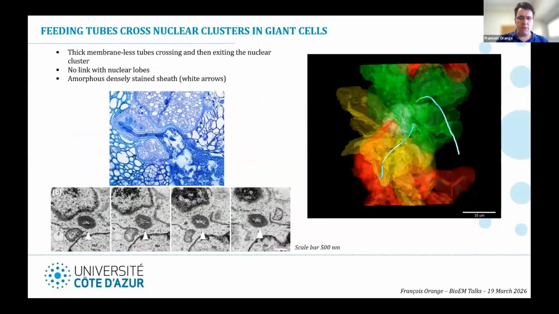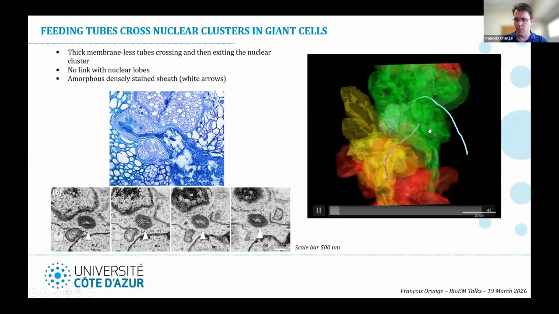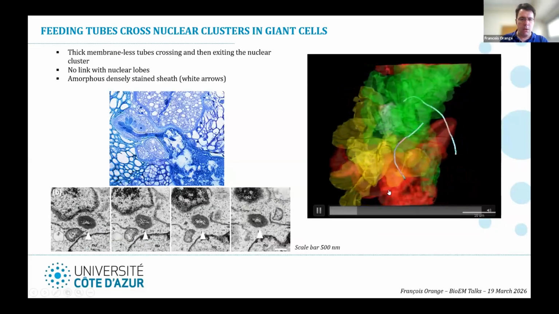One of the things we've discovered within this nucleus, we also find some thick membraneless tubes crossing the nucleus and exiting with no link with the nuclear lobes. They were just there crossing. They had a beginning, they had an end, and they were surrounded, like you can see on these images, by a densely stained sheath. You can see on the animation there, two of them within the nucleus.